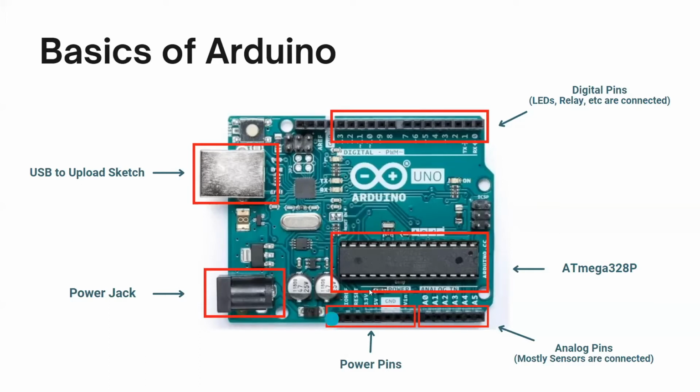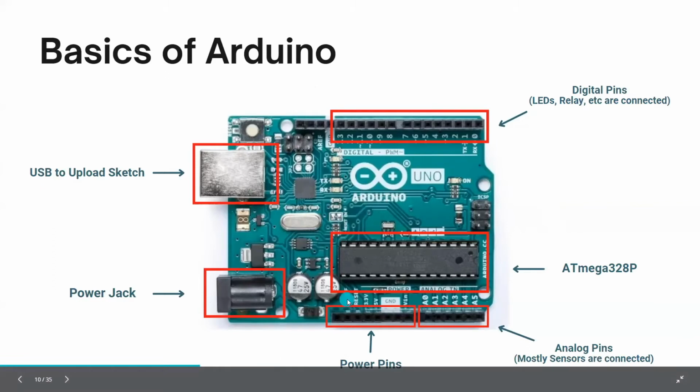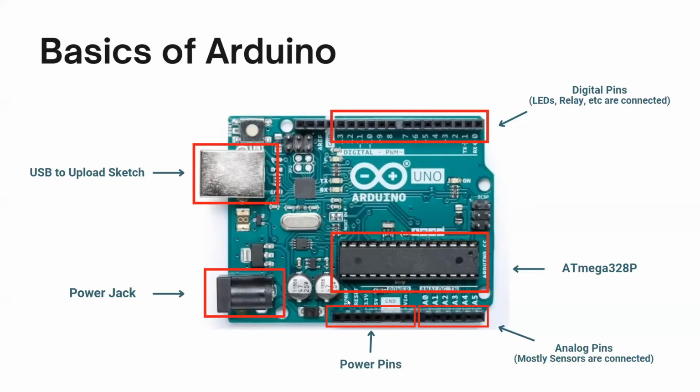Now the question arises: how does this board get the power? There are two different ways to give power to this board. Either you can connect USB, or there is a power jack available, so you can use any external supply that you have. This USB is also used to upload the program. If I write a program and want to upload it, I will connect USB through this connector and upload it. So whatever logic we write, we upload it using USB.